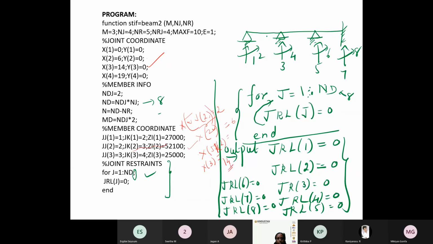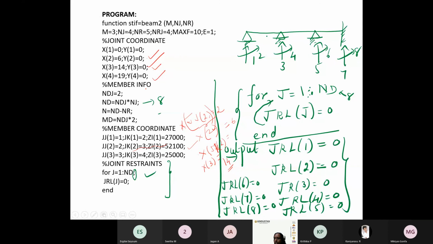Now any confusion? This is for the second member. Am I correct? This is for the second member coordinate. So you have to look into this, and then go for the respective connectivity. If it is 2 and 3, you have to go for 2 and 3. If it is 3 and 4, then you have to go for 3 and 4.